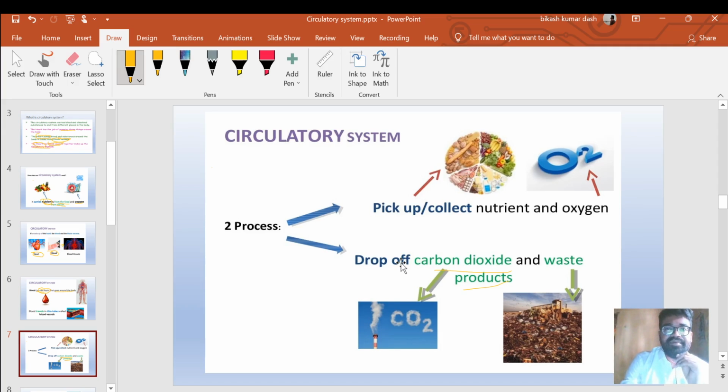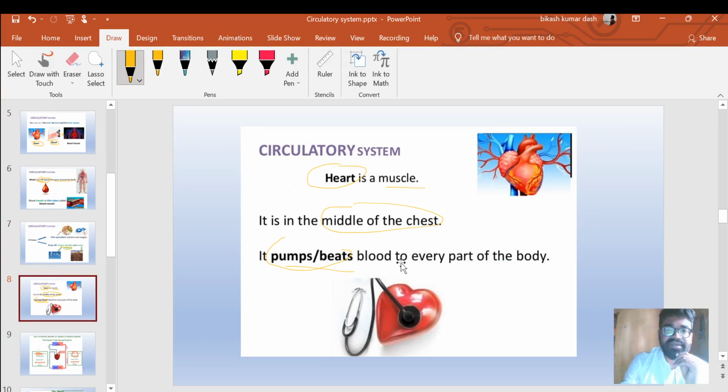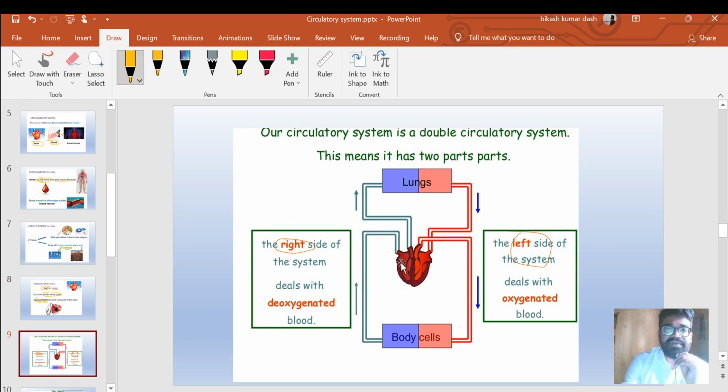Let's move to our next slide, what are the processes that occur in the circulatory system. As we previously discussed, it is the same as the transport system. So it also picks up and drops off certain substances: it picks up the nutrients and oxygen from food and air respectively, and drops off carbon dioxide and waste products. First, let's have a look at the heart. The heart is a muscular structure present in the middle of the chest, and it pumps the blood to every part of the body.